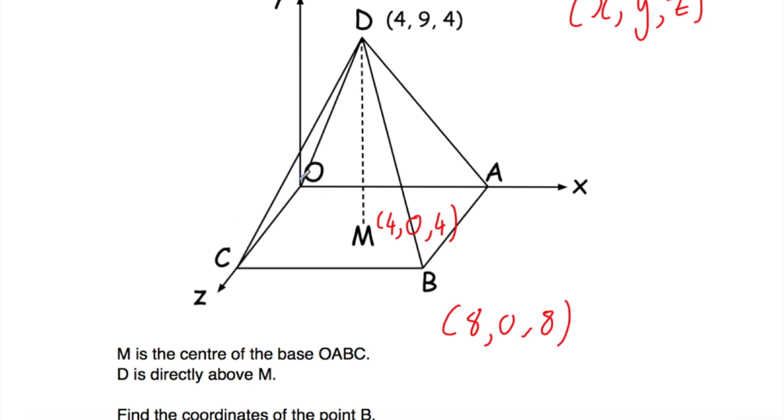So what I did there was consider how to get from O to M: 4 across, 0 up, 4 forward. And to get to B, which is the whole way across the square, you'd go 8 across, 0 up, and 8 forward. Or another way you could have considered this is to think, well, if M is the midpoint and it's 4 across, the length of the base here will be 8. So to get from O to B, you'd be going 8 across, 0 up, and 8 forward. And that's it, so 8, 0, 8.